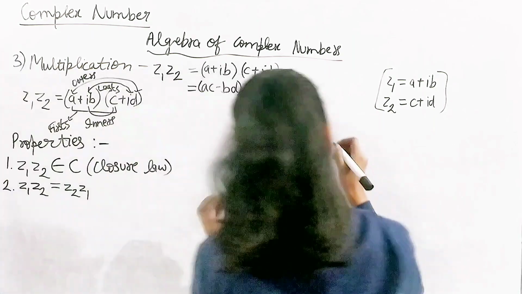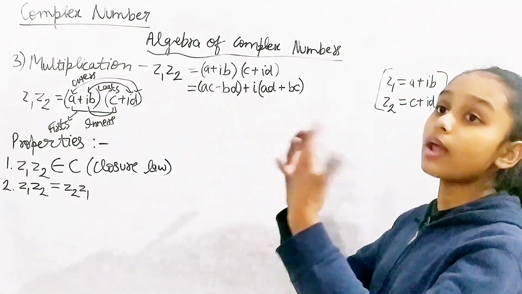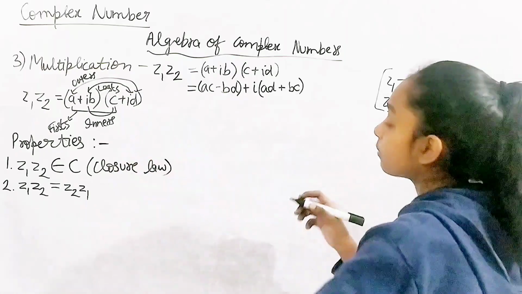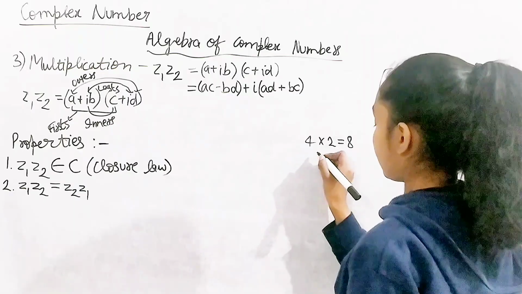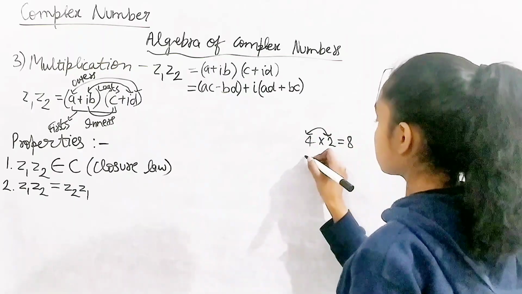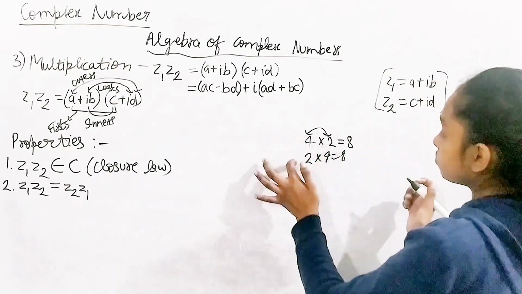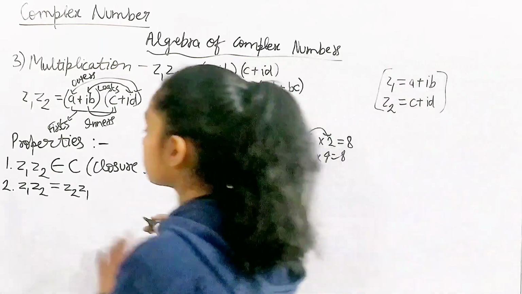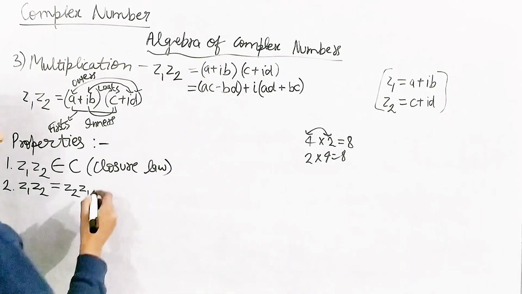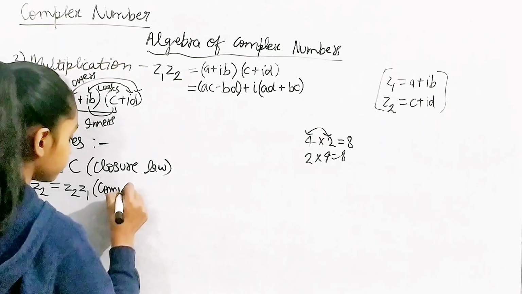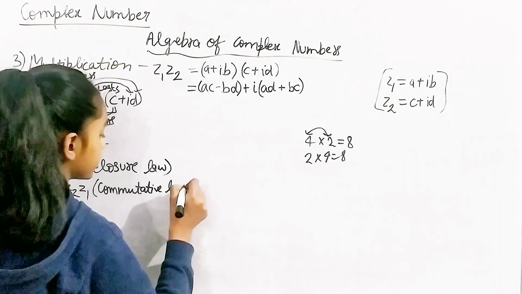It's really simple. If I use numbers in place of these complex numbers, like 4 into 2 is equal to 8. If I change their order, like their places, 2 into 4, I still get 8, right? So changing the order doesn't matter. In multiplication, it's always going to be equal to each other. So commutative law. I hope this is clear too.